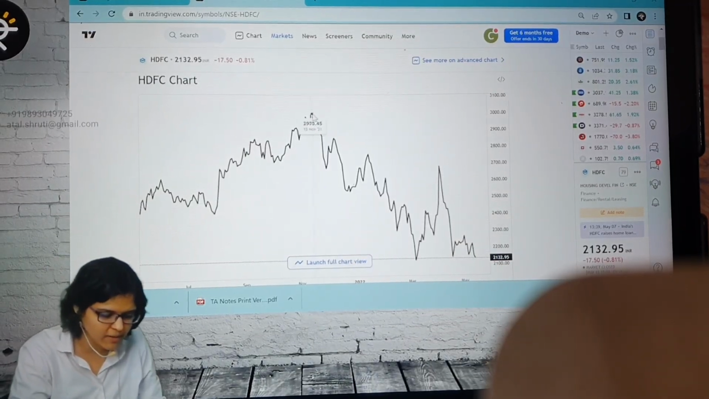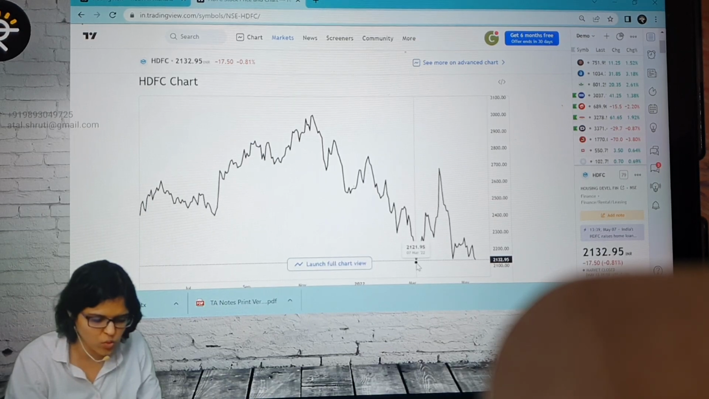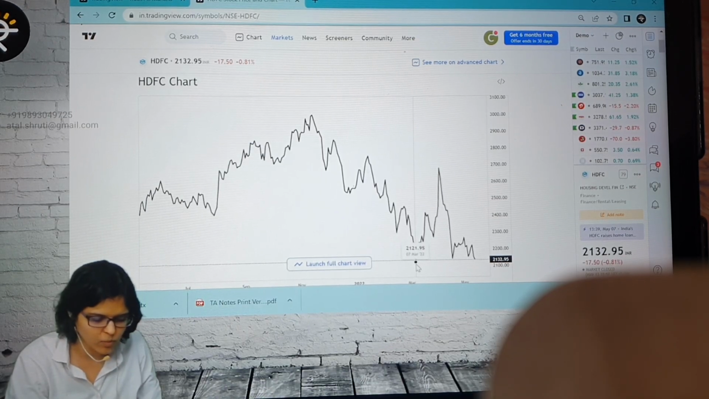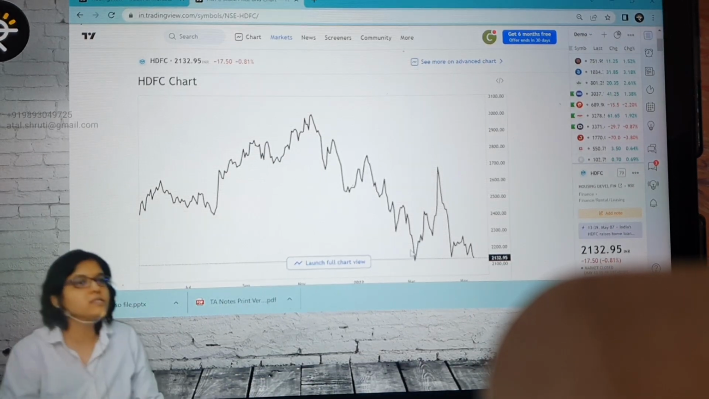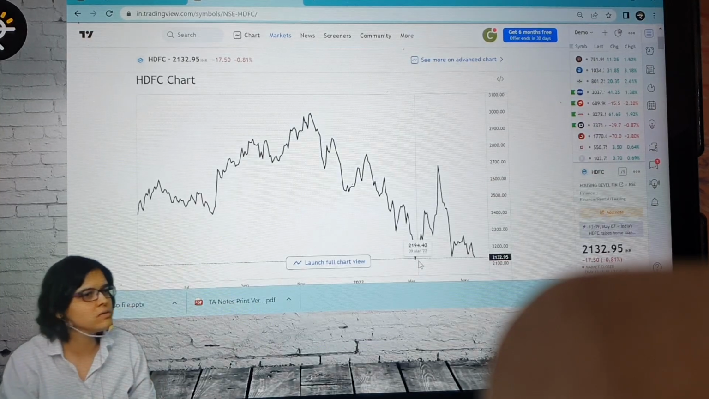Let us say 1 point. I'm just keeping my cursor here. Okay, here 7th mark, let us say, bottommost point you can see here. On this chart, what is this 2121.95? What is the meaning of this 2121.95? It is the closing price of HDFC on 7th of March.